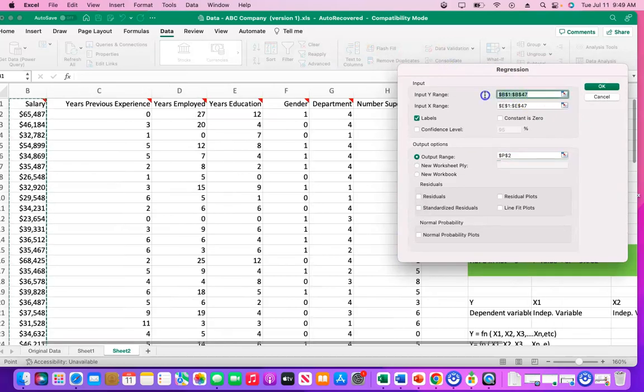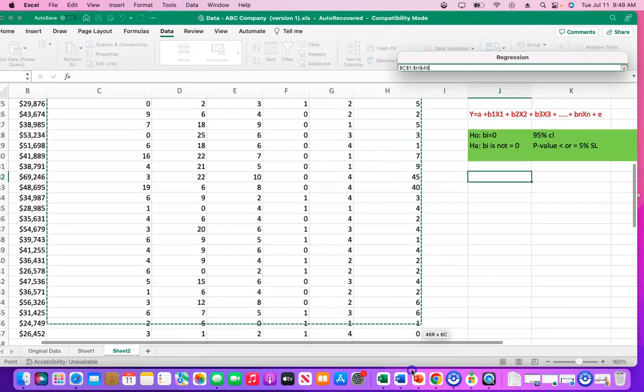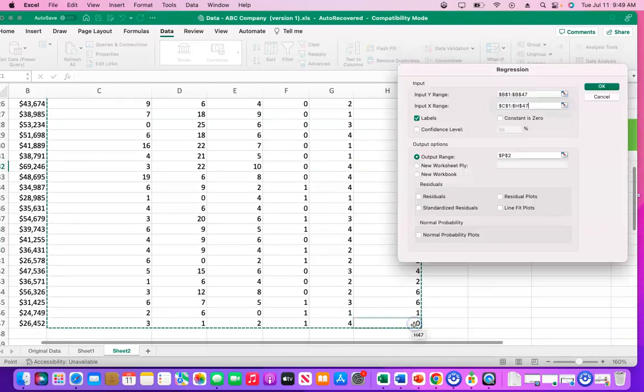In this case, we need to input the y range, which is the salary, and also the x range. This time, we're going to highlight all the variables which are independent variables, or the xi's. Remember, we call them x1, x2, and up to xn. But we have to define what is x1. If we follow the sequence, we can say that x1 is the years of previous experience and so forth up to the last one.